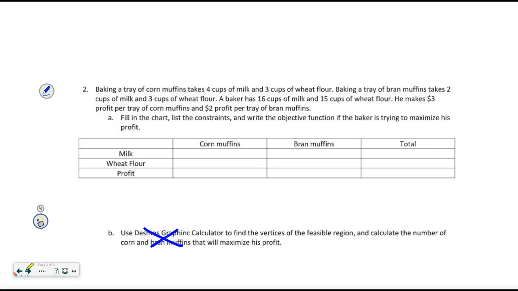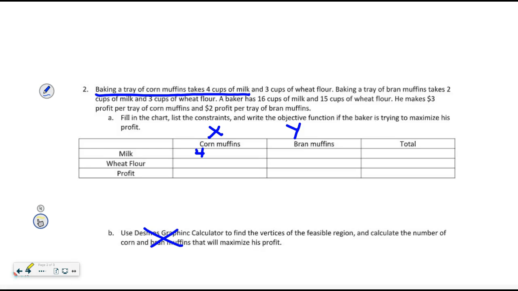So there's always two things on the table. You should always label one of them X and one of them Y. And they'll give you the structure of the table. So go ahead, you guys, and put an X above the corn muffins and Y above the brown muffins. It says that it takes 4 cups of milk for the corn muffins. So I'm going to go to corn muffins and go 4.